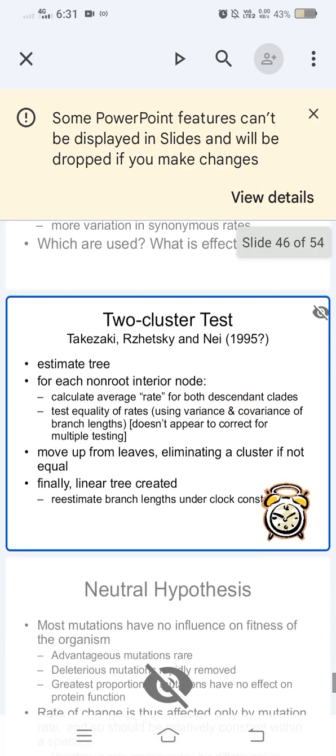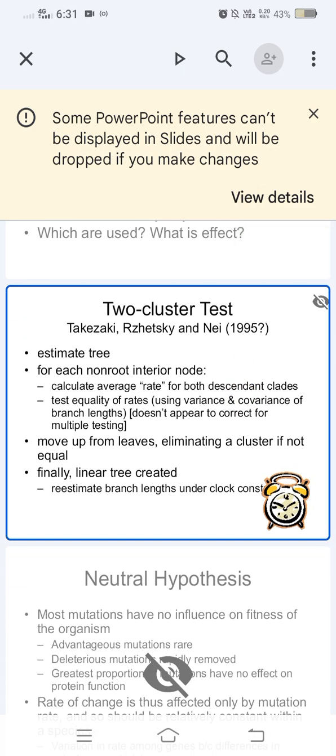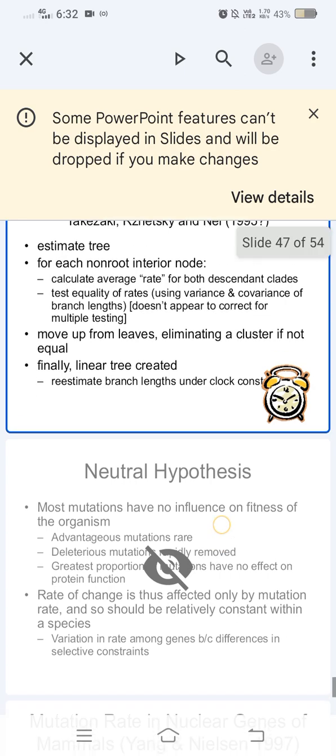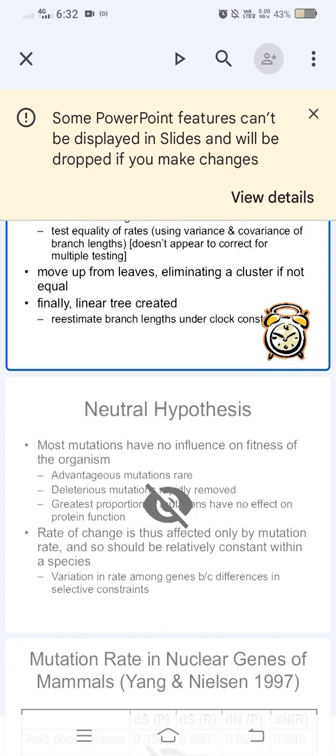Two cluster test. Estimate a tree, and for each non-root interior node, calculate the average rate of both descendant clades. Test equality of rates, usually using the variance or covariance of branch lengths; this does not appear to correct for multiple tests. Move up from the leaves, eliminating a cluster if not equal. Finally, a linear tree is created, and we estimate branch lengths under a constant clock.